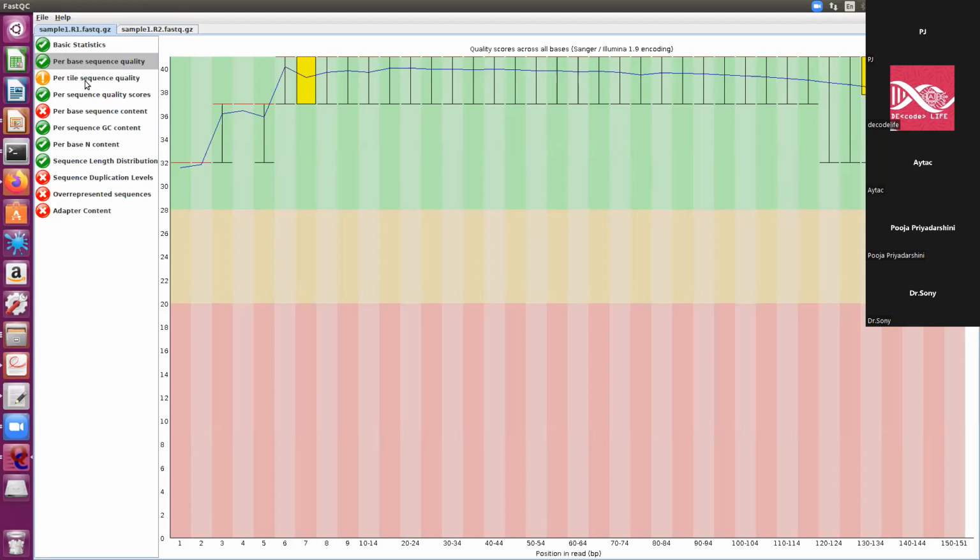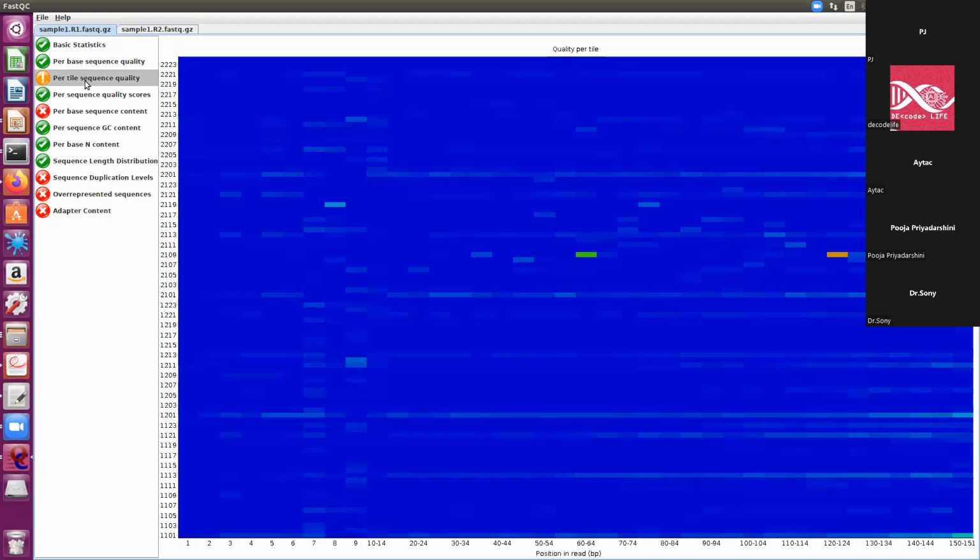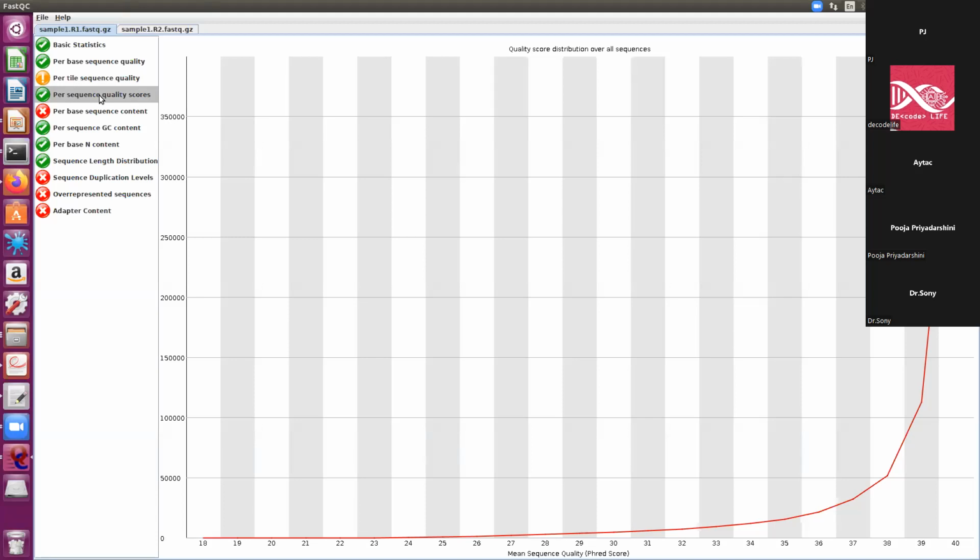Then the per tile sequence quality actually shows the tile-based sequence quality, based on the flow cell location of the raw FastQ reads on the flow cell which was run on your sequencer. It's a very fine observation, so we do not go in depth into these things, because our per base sequence quality is good. Here also it shows an exclamation, meaning it is not 100% ideal, but it is good quality data.